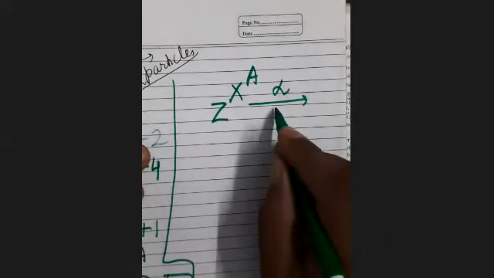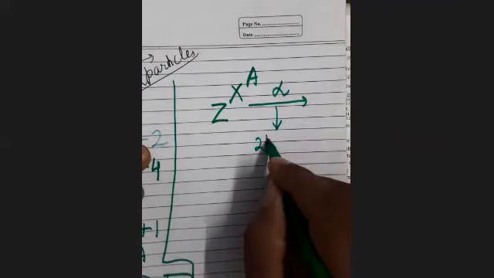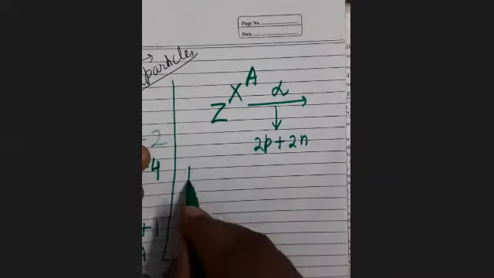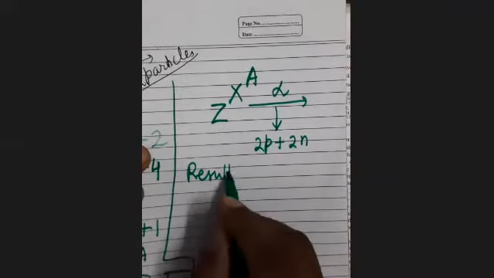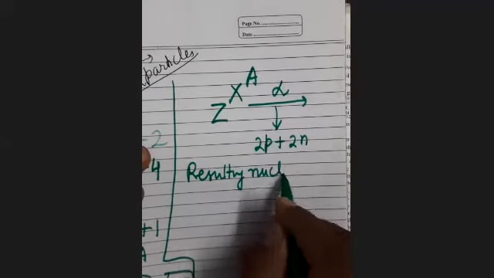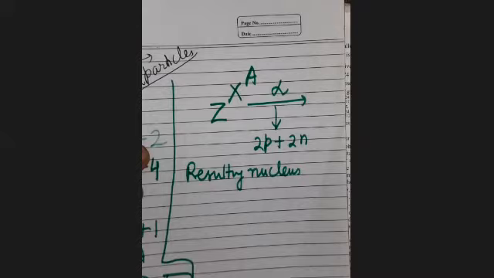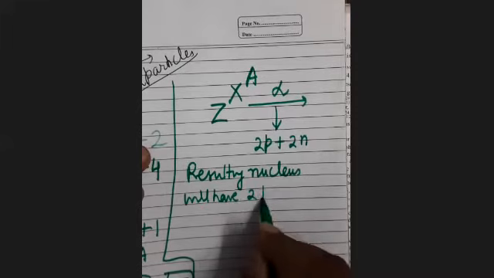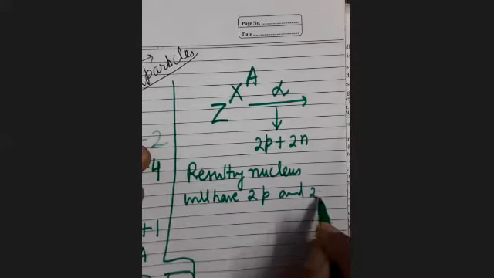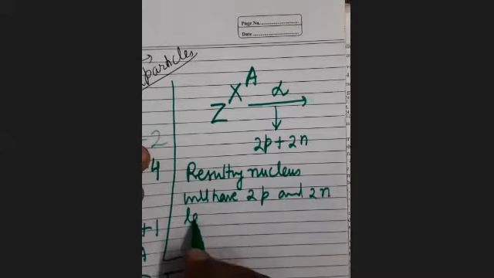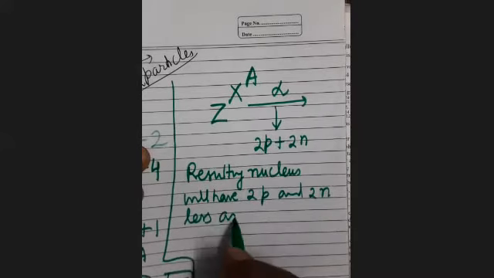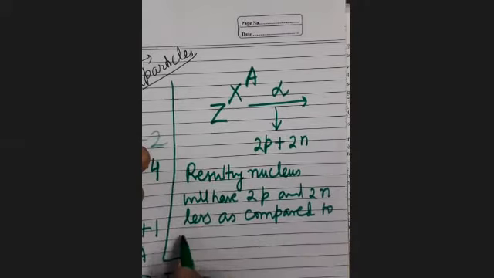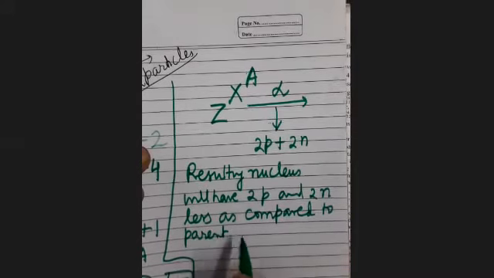As we know, an alpha particle is composed of 2 protons and 2 neutrons. Therefore, the resulting nucleus, which we also call the daughter nucleus, will have 2 protons and 2 neutrons less as compared to the parent nucleus.